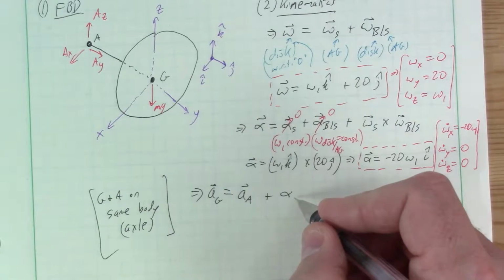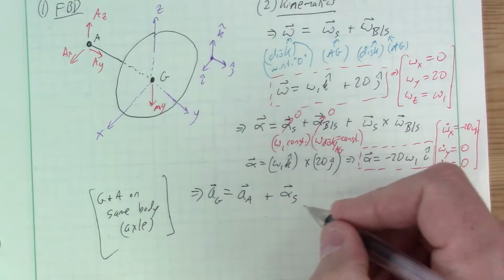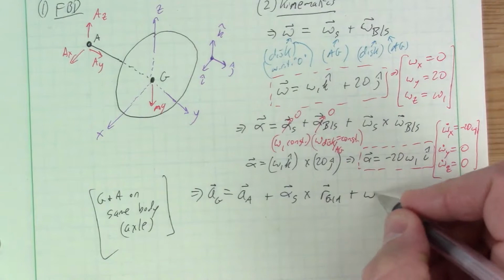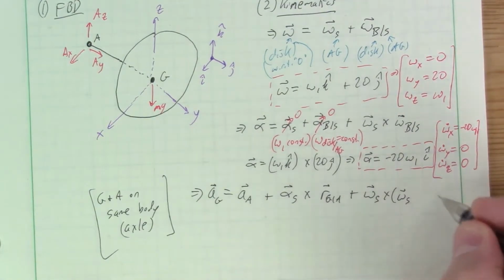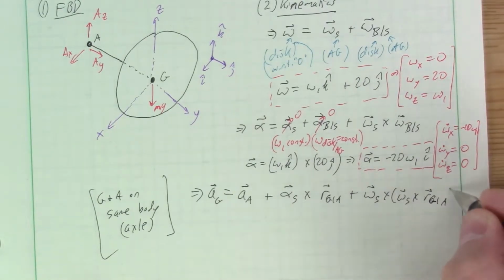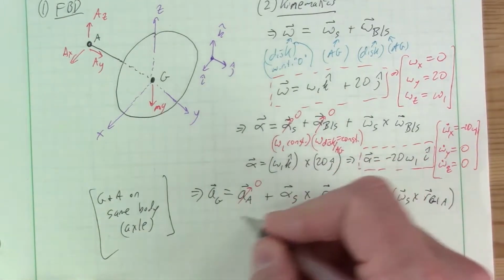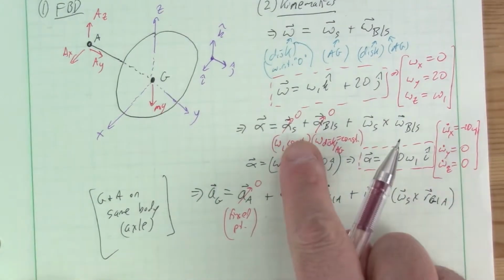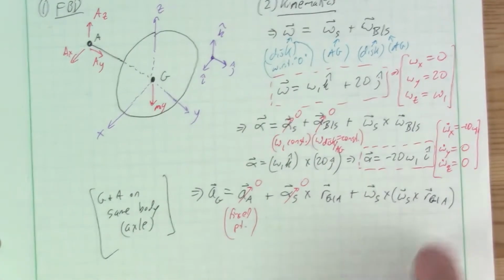Plus the angular acceleration of that secondary reference frame, that's the AG axle, crossed into r_GA, plus omega of the secondary, that's GA, crossed into omega GA, crossed into the relative position vector of G with respect to A. Okay, now we look, anything canceling here? Yep, this is a fixed point. Okay, this one we already talked about. Well, this is because omega 1 is 0, so we don't need to rethink that term. This is the only non-zero term here.